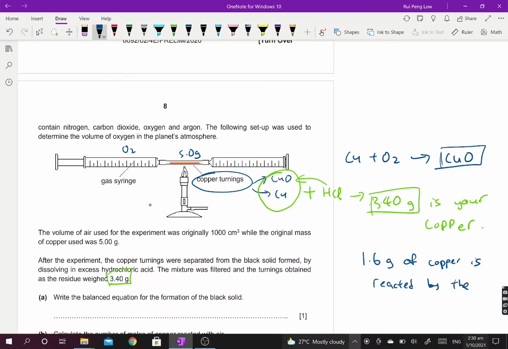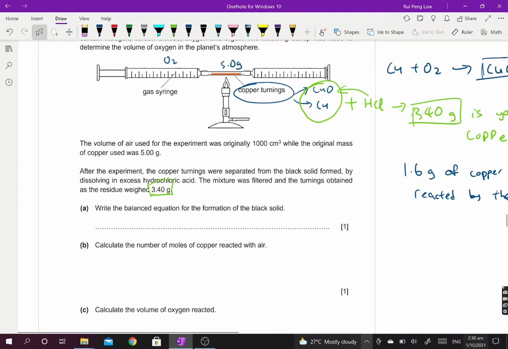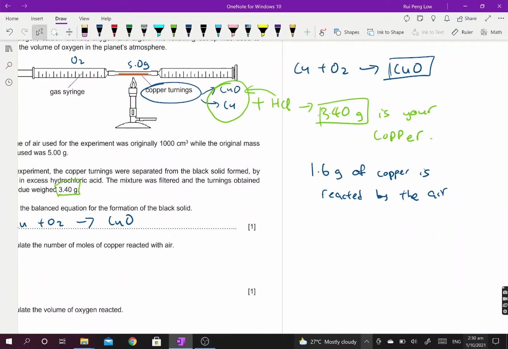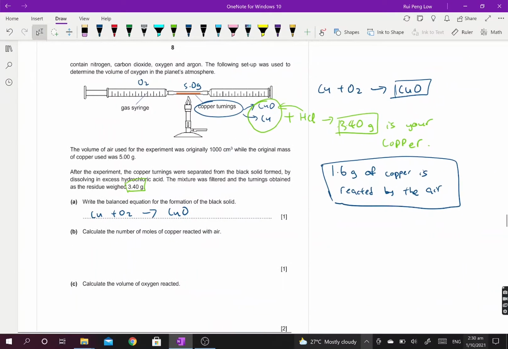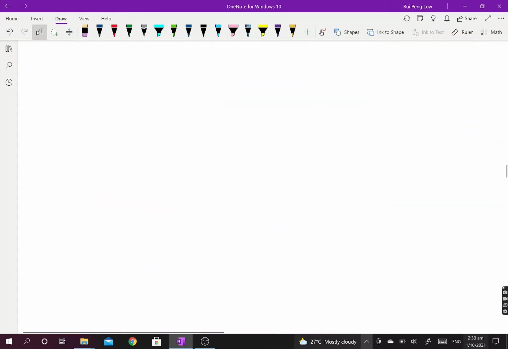with the air. So write the balanced equation. I rewrote the balanced equation: Cu plus O2 gives you CuO. Alright, quite simple. Calculate the number of moles of copper reacted with air. Now, like I said, you need to know this. Quite straightforward.